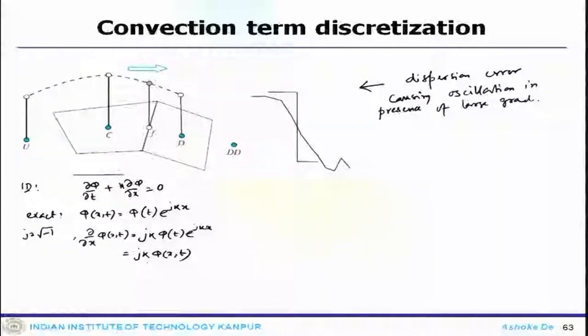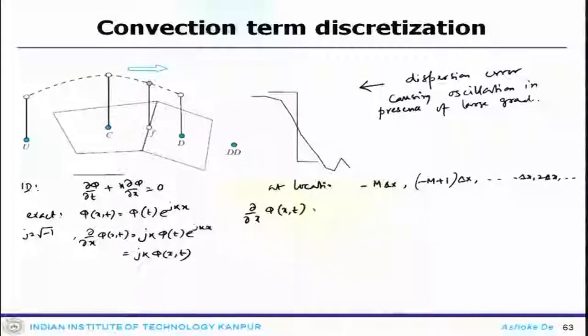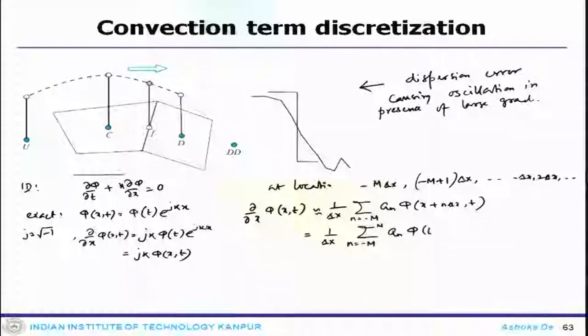Now, with the interpolation profile, the numerical approximation of the gradient is written in terms of phi at locations, let us say minus m delta x, minus m plus 1 delta x, and so on, up to delta x, 2 delta x, like that. Then one can write del/del x of phi(x,t) equals 1 by delta x, summation of n equals minus m to n, a_n phi(x plus n delta x, t), which is nothing but 1 by delta x, summation of n equals minus m to n, a_n phi(t) e to the power jk(x plus n delta x).